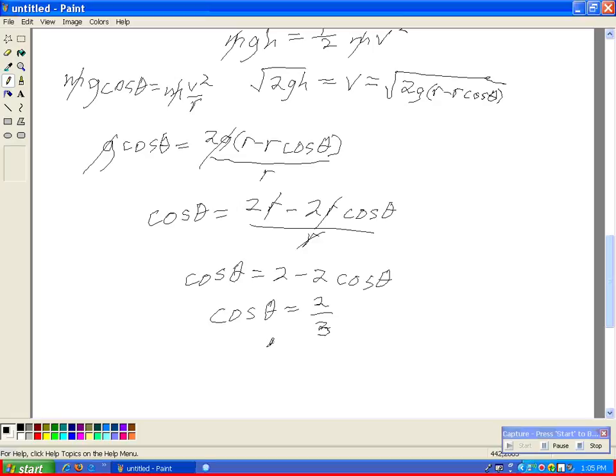Okay, so theta equals inverse cosine of 2/3, which comes out to, I don't have it, but whatever it comes out to, that's your answer. Okay. All right. And that's how you solve that one.